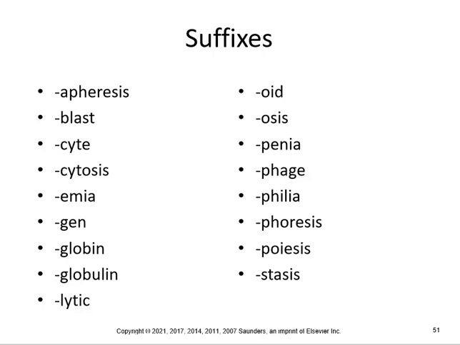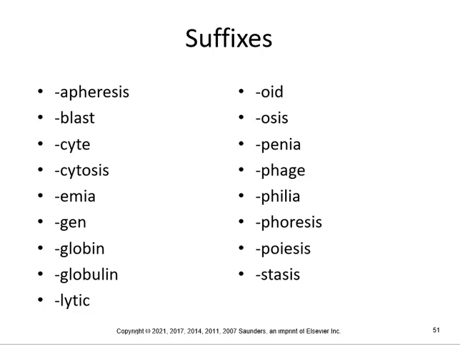So like plasmapheresis, removal of plasma from the rest of the body by mechanical means. Leukopheresis, removal of white blood cells from the rest of the body. So pheresis might be something as removal. Blast, monoblast, immature white blood cell. Erythroblast, immature red blood cell. So blast would be immature.